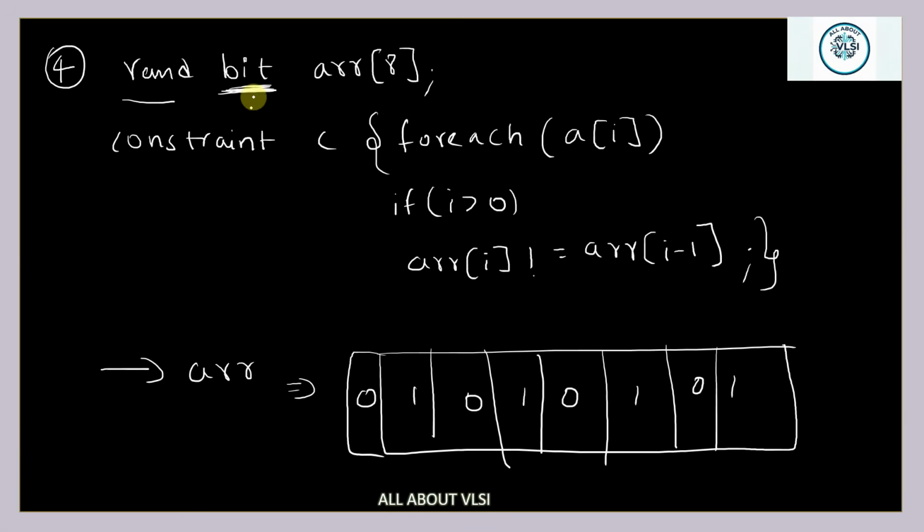Here you can see bit, right? So bit can only have either 0 or 1. That's the reason the values of this array will be either 0 or 1. That's it.